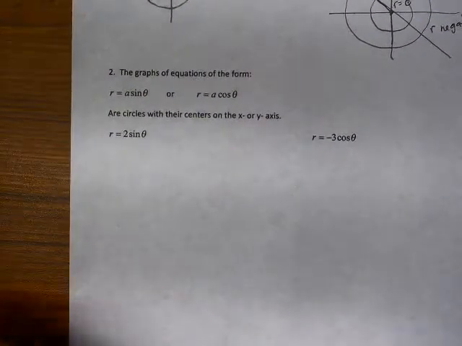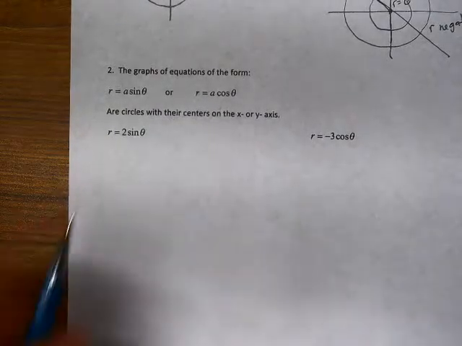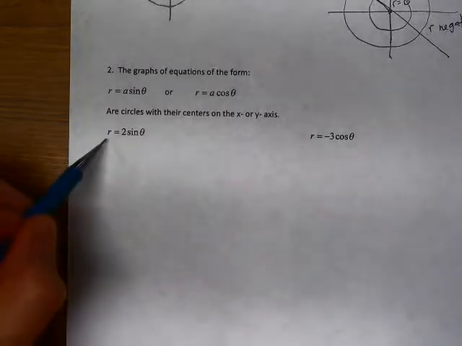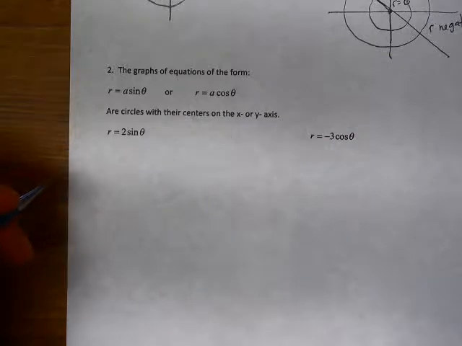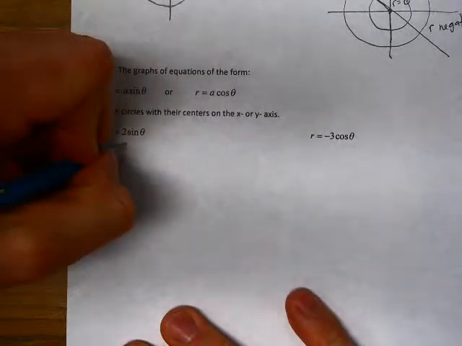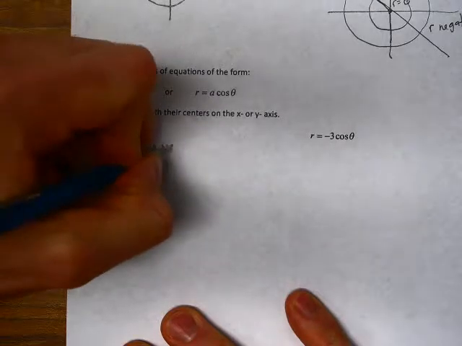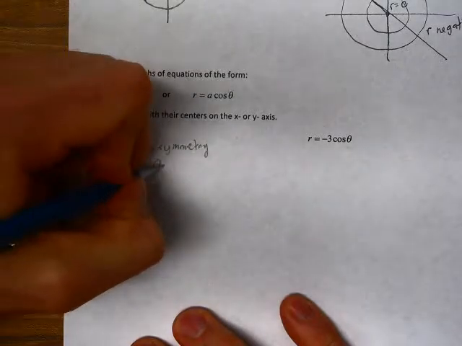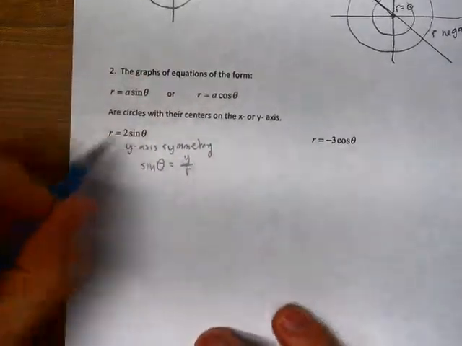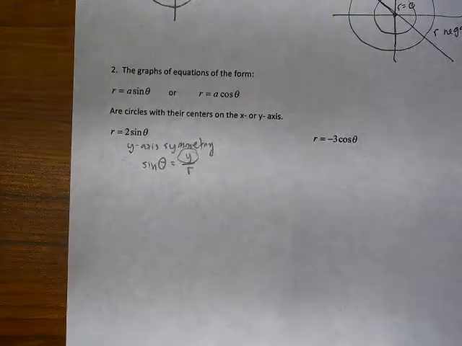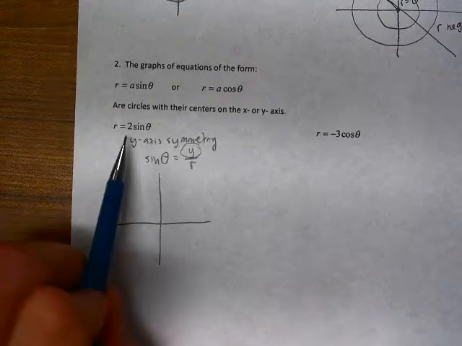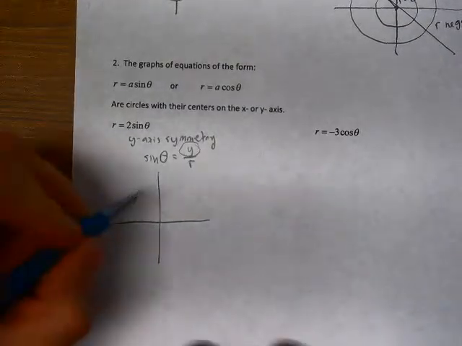All right. Another form that we'll see quite often is when r equals a sine theta or a cosine theta. And these are going to be circles with their centers on the x or y axis. So here I have an example of r equals 2 sine theta. This circle is going to have y-axis symmetry. And one way to remember that is that the sine of theta equals y over r. So that kind of gives me that reminder that my center is going to be located on the y-axis. Since the coefficient is positive, I'm going to be above the x-axis, so I'm going to be up here.